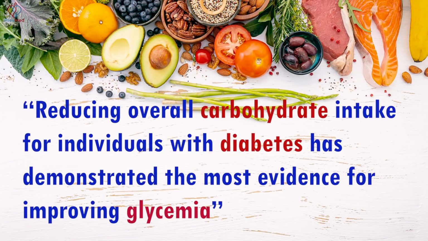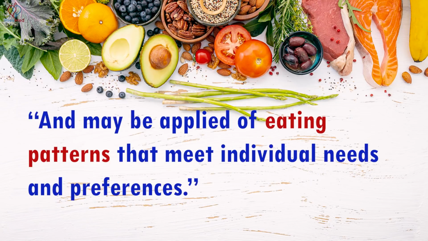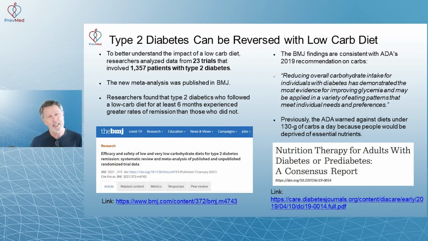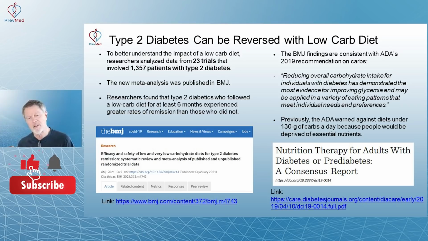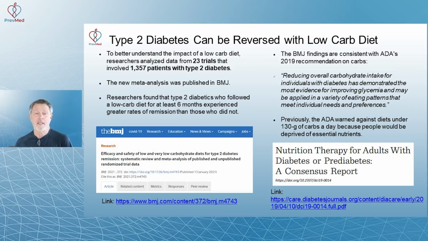Reducing overall carbohydrate intake for individuals with diabetes has demonstrated the most evidence for improving glycemia and may be applied in a variety of eating patterns that meet individual needs and preferences. Now that may sound like a little bit of weasel wording to you. It does to me, especially there at the end, "and may be applied," but that's actually a huge improvement over where they were in 2018 and before.